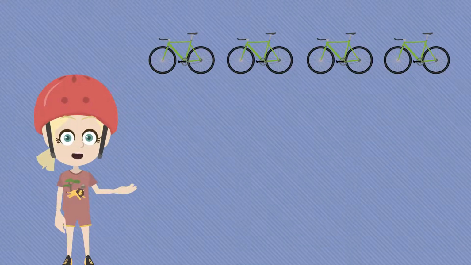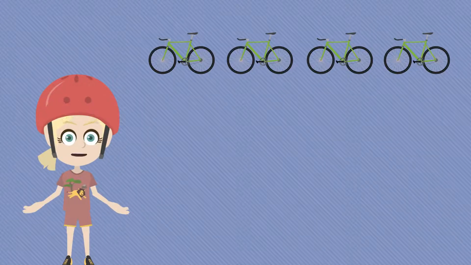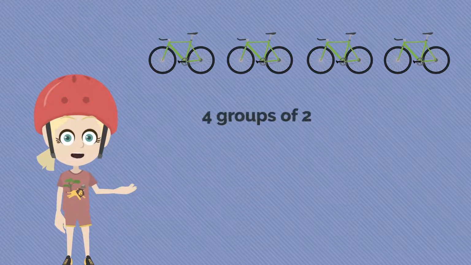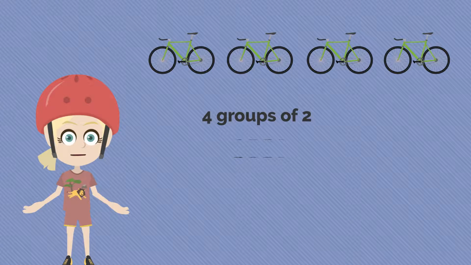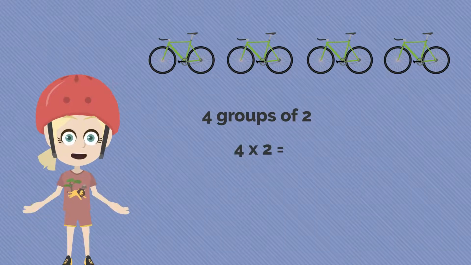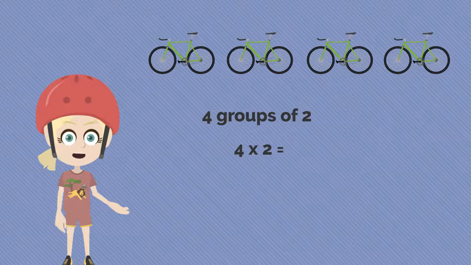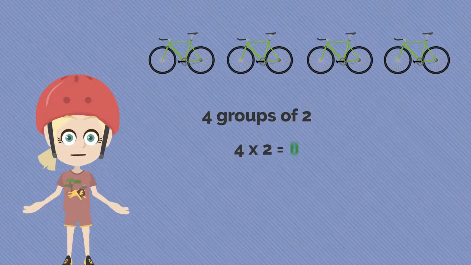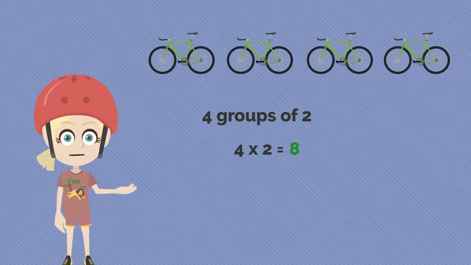So, here I have 4 bicycles. Each bicycle has 2 wheels. So, I can read it as 4 groups of 2 or 4 times 2. Going back to my 2 times tables, I learned that 4 times 2 is 8. So, we have 8 wheels here.